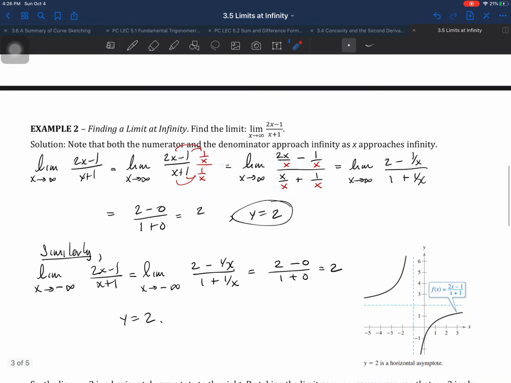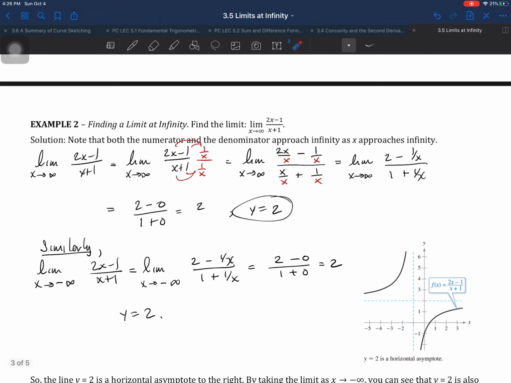All right, so this one is a little more interesting because we actually have to do some manipulation in order to come up with the limit. So let's find the limit of this function: 2x minus 1 over x plus 1. Now, if you plug in infinity, you're going to have 2 times infinity minus 1, which is infinity. Infinity plus 1 is infinity. So you have infinity over infinity, right? Well, this is inconclusive.